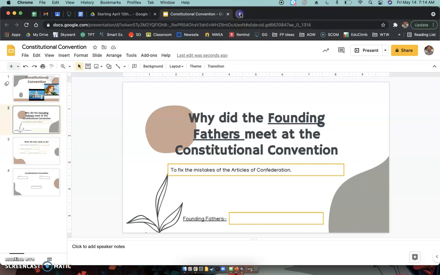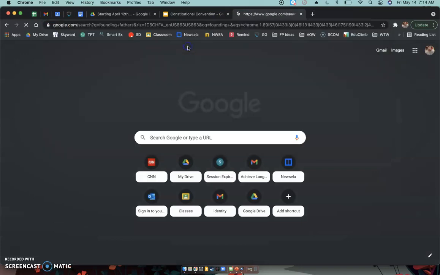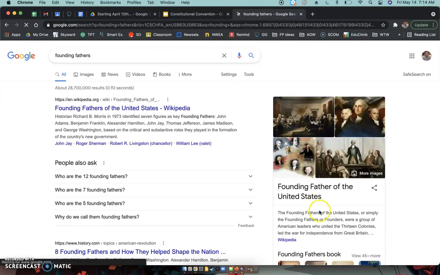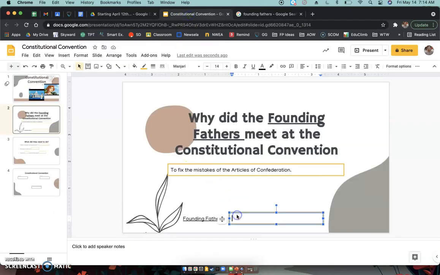The Founding Fathers. This is a phrase that we use. Okay, so the Founding Fathers of the United States, or Founders, were a group of American leaders who united the 13 colonies, led the war for independence from Great Britain, and became a country pretty much. Okay, so the Founding Fathers are the leaders who created the United States of America.